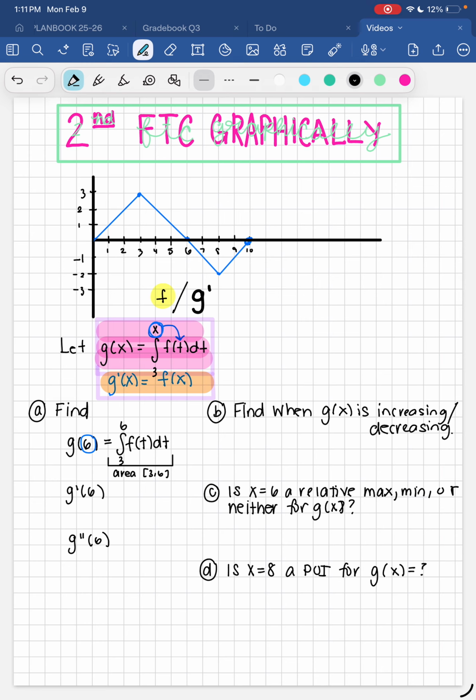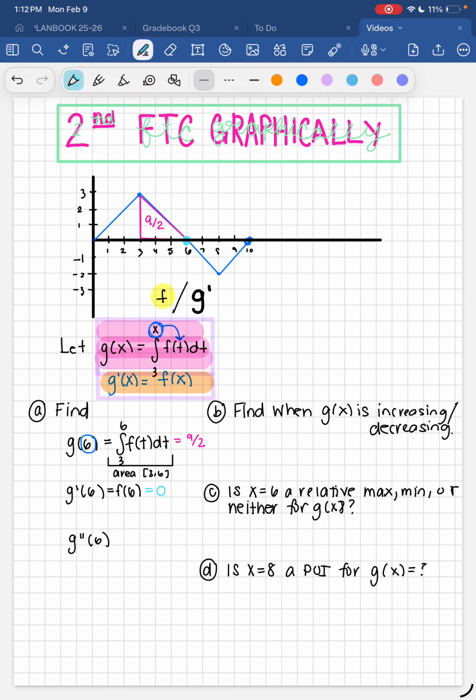So we're going to go on up here and we're going to say, okay, let's find the area from 3 to 6. We're going to be finding the area of this pink triangle, base times height divided by 2. So the base is 3, the height is 3, so this is going to be 9 halves. So this is going to be equal to 9 halves. All right, next, g prime of 6, we're going to use what I highlighted in orange. It's equal to f of 6. Well, this is the graph of f. So f of 6 is just going to be 0. When x is 6, y is 0.